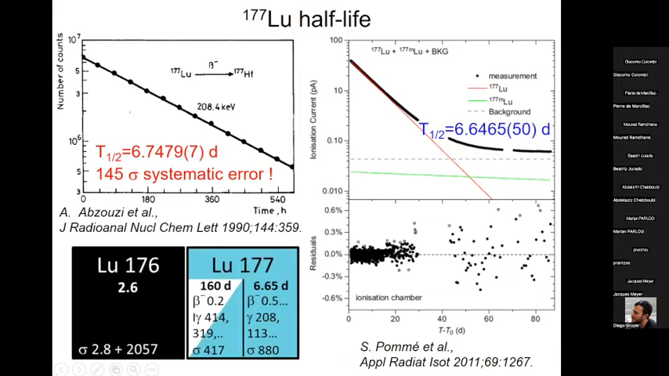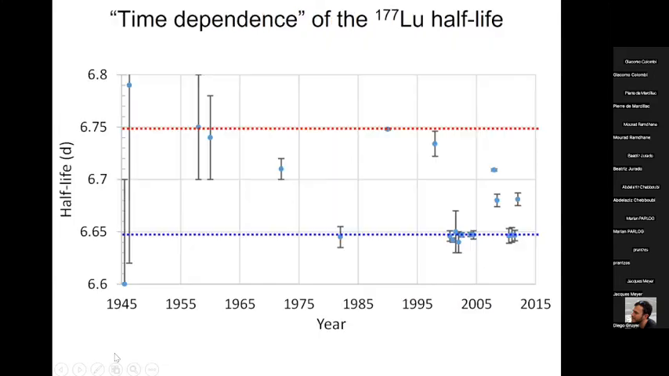Now, why is this so that you have this slow component? That is because there are two isomers of lutetium, and the ground state, which we want to use, lives for 6.65 days. And then it has an isomer, a high spin isomer, which lives 160 days. When you produce by neutron capture on lutetium-176, you produce a lot of the ground state, big cross section, but you also produce a little bit of the isomeric state.